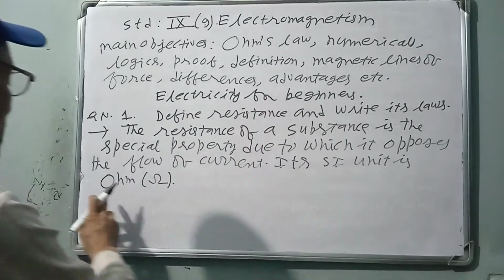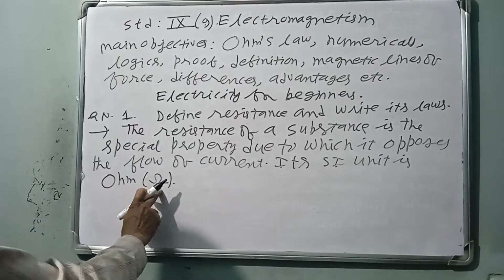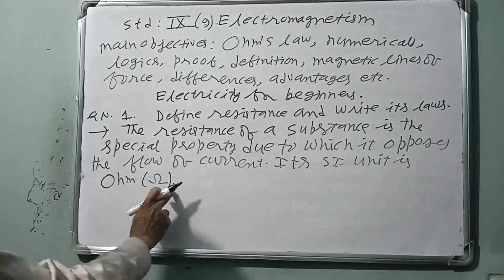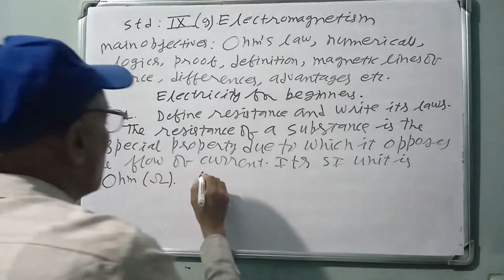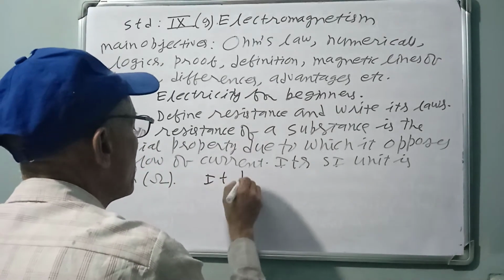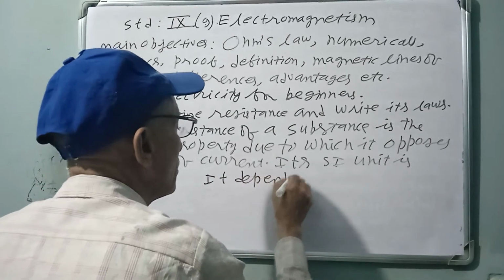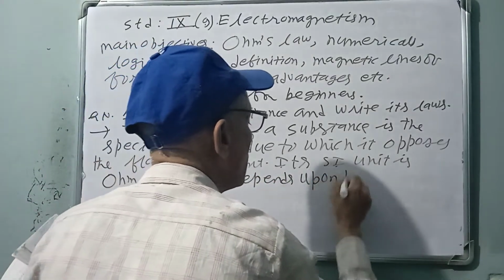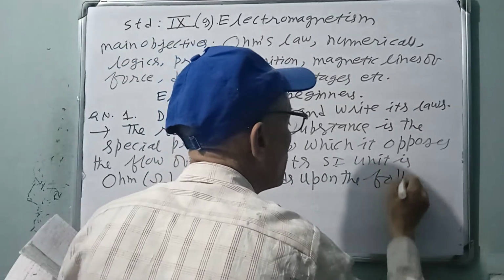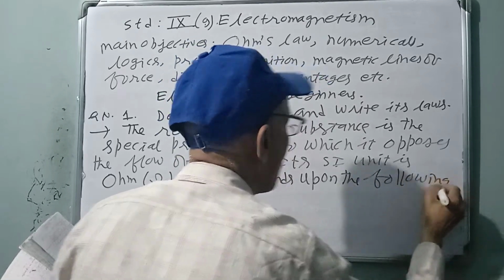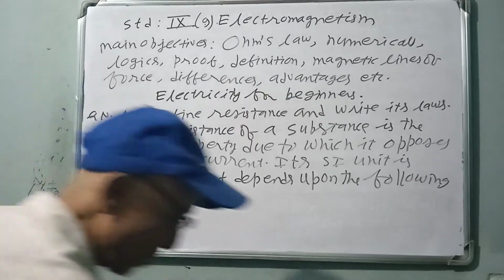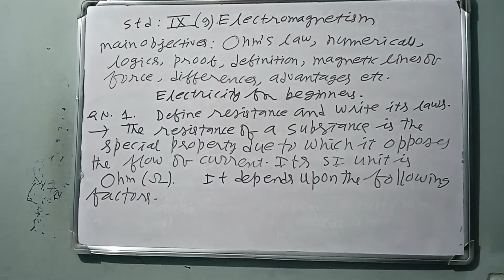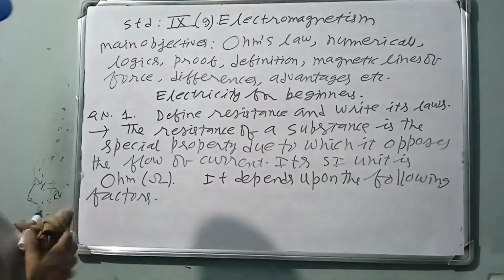It is denoted by this omega. Ohm. SI unit ohm, omega. And it depends upon the following factors. What are they? You have to write down the following factors and how they depend.